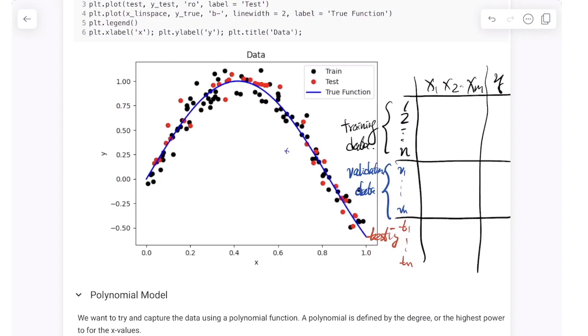After that, when we analyze data in neural networks, usually we will have a third data set. The first one, the black one, is the training data. The second is called validation data. And the third one, the red one, is called testing data.